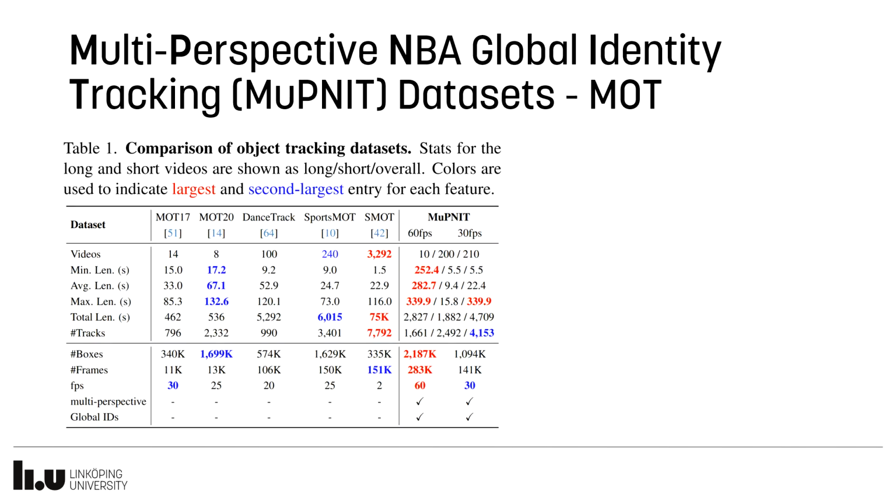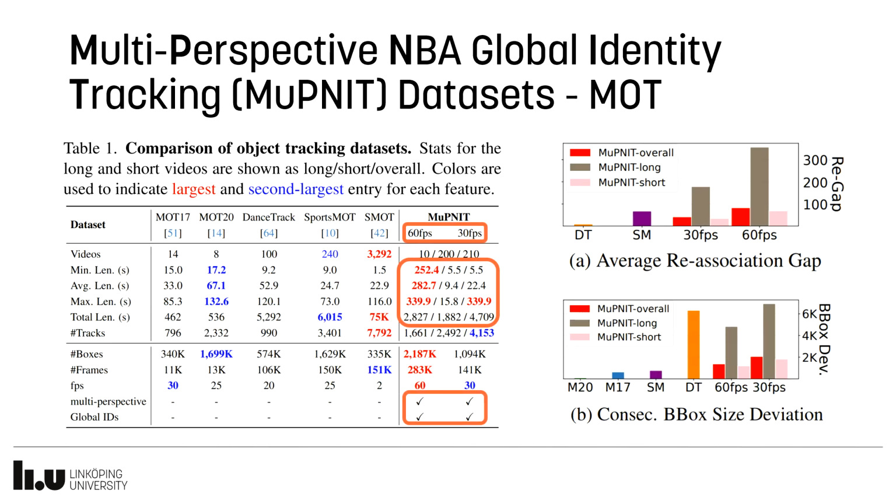MuPNIT is a multi-object tracking dataset. We feature it with both 60 and 30 FPS, varied video length, plus multi-perspective and a global ID dictionary. MuPNIT is a challenging ID tracking benchmark with remarkable average reassociation gap and consecutive bounding box change deviation. The former depicts the long gap between the reassociation of the same tracklets. The latter measures the drastic bounding box size changes.